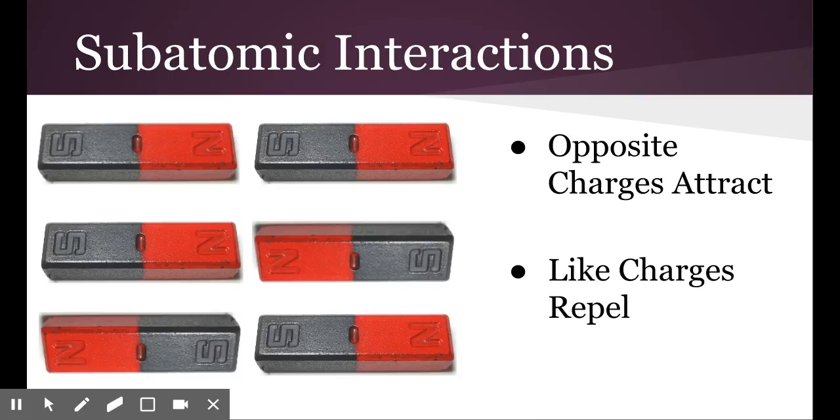We know atoms are made up of charged subatomic particles. We can understand the interactions between these subatomic particles, both within an atom itself and between different atoms, if we remember this basic rule. If things have opposite charges, a plus and a minus, those things are going to attract. They're going to want to be near each other. Whereas 2 pluses are not going to want to be near each other. So 2 positively charged things and 2 negatively charged things will not want to be near each other. They will repel.